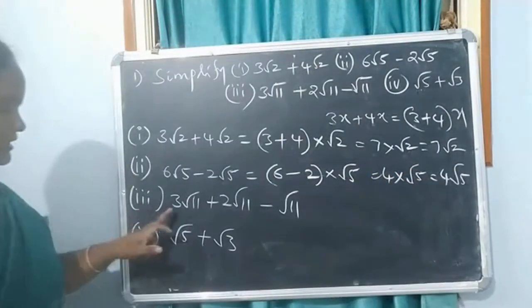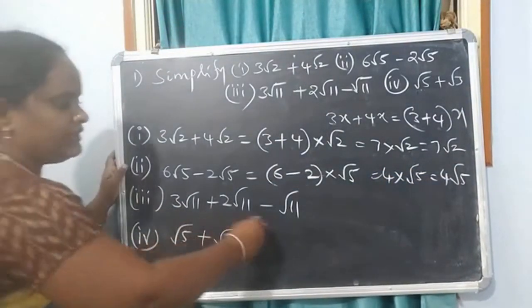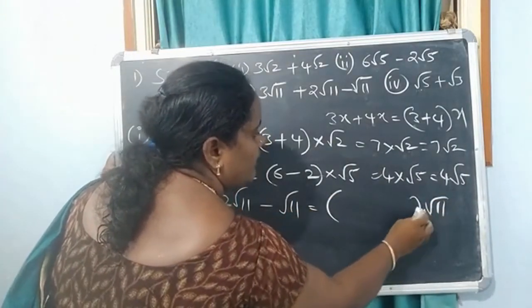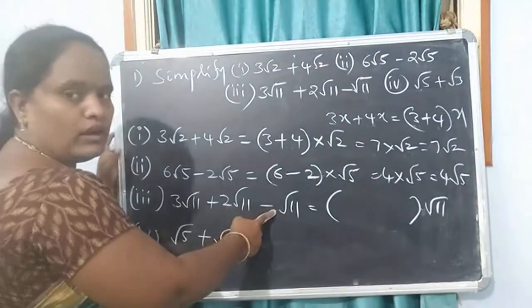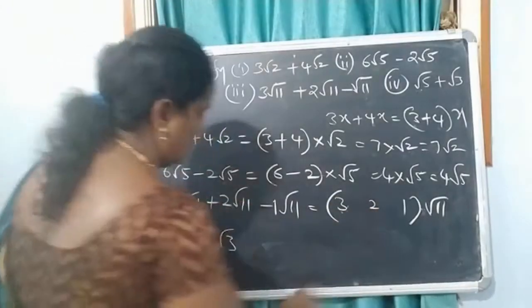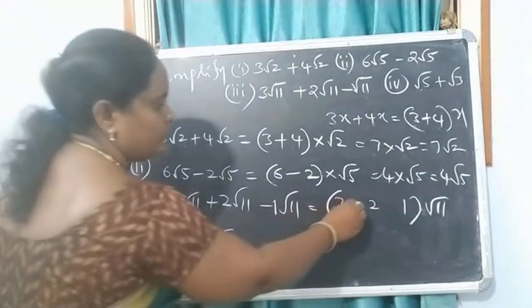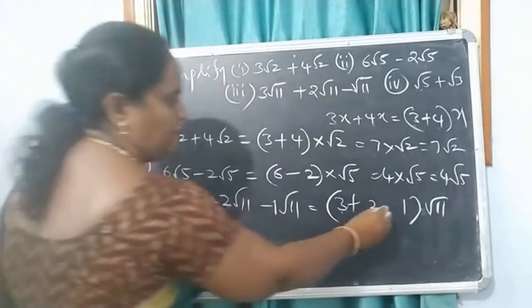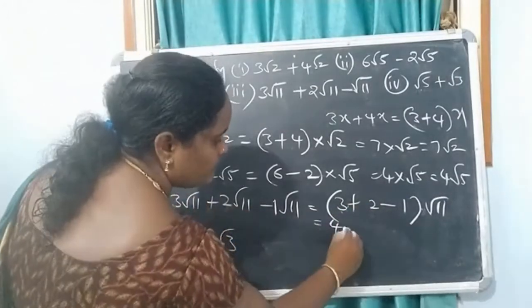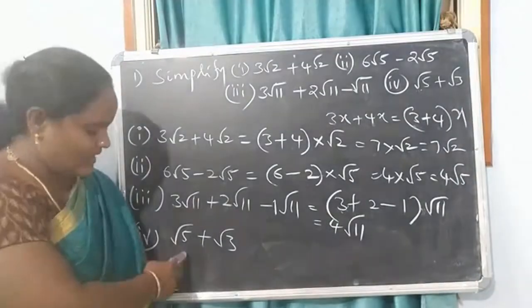Next, let us move on to the third one. Here root 11 is common, so bracket into root 11. You can write the into or you can leave it. So 3, 2, and here no number; if there is no number, 1 is the coefficient. So 3, 2, 1. Between 3 and 2 a plus sign is there, and here a minus sign is there. So 3 plus 2 is 5, 5 minus 1 is 4. So what is the answer? 4 root 11.